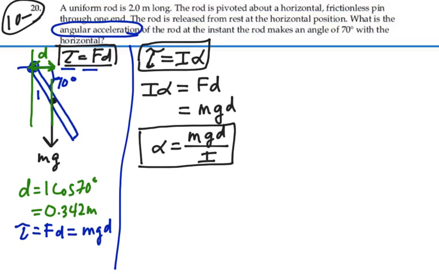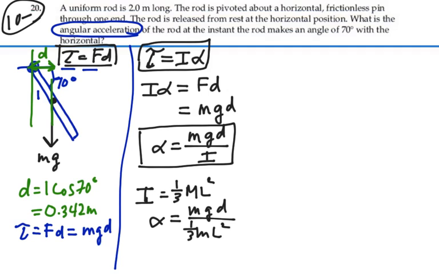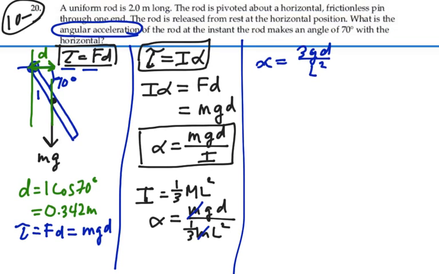Recall that the moment of inertia of a rod pivoted about its end is equal to 1/3 ml squared. So this angular acceleration will be equal to mgd over 1/3 ml squared. The m's will cancel out, and we'll get that the angular acceleration is equal to 3gd over L squared. Sounds good?